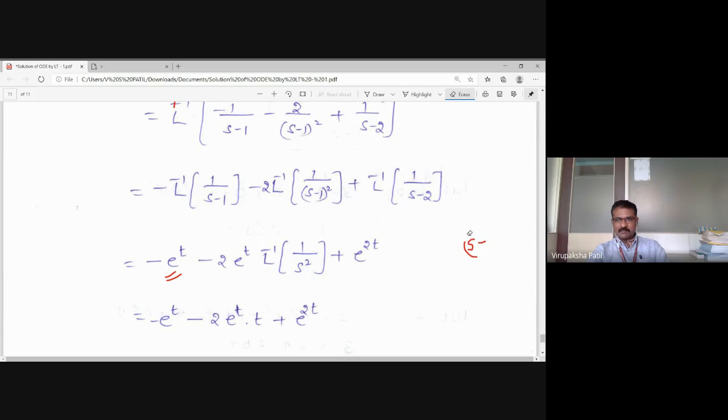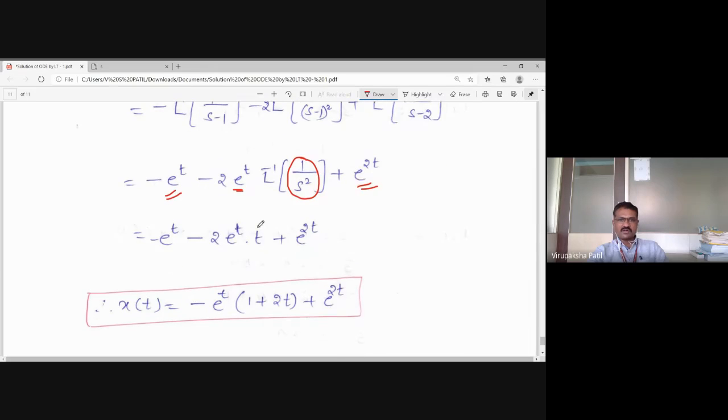So using the reverse shifting property, this 1 should be taken outside, so that becomes e to the power t, and you are left with L inverse of 1 divided by s square. Plus L inverse of 1 divided by s minus 2 is e to the power 2t. L inverse of 1 divided by s square, already you know, becomes t raised to 1 divided by 1 factorial, which can be written as t. So this is e to the power 2t as it is.